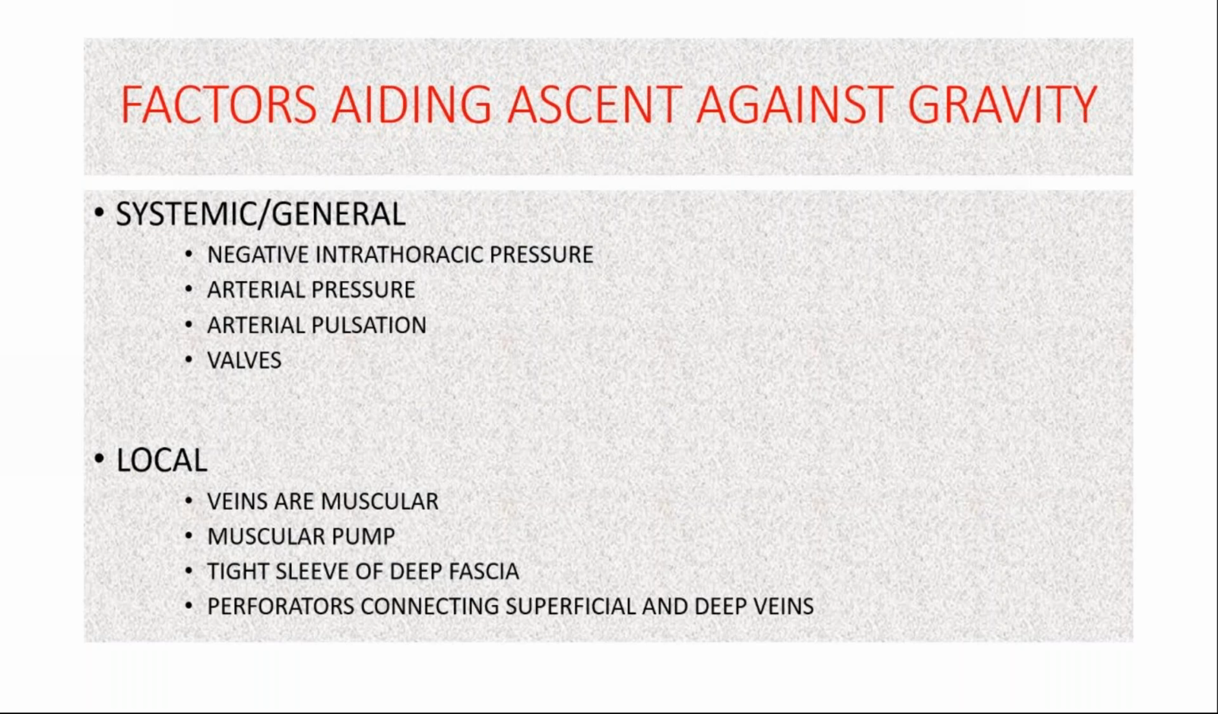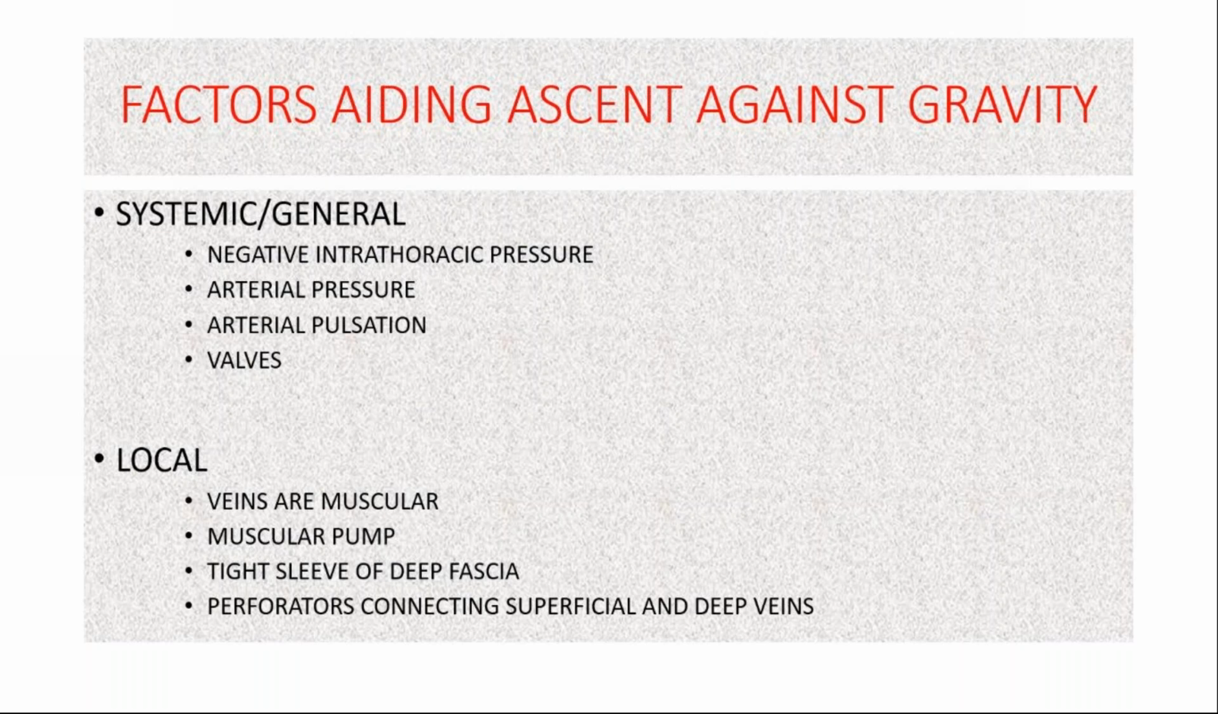The blood passing from superficial veins to deeper veins is guarded by these valves, and these valves prevent blood flow from deeper veins to superficial veins, in the reverse direction. So the valves are very important, and because of the valves, the blood ascends in the venous system as a column.